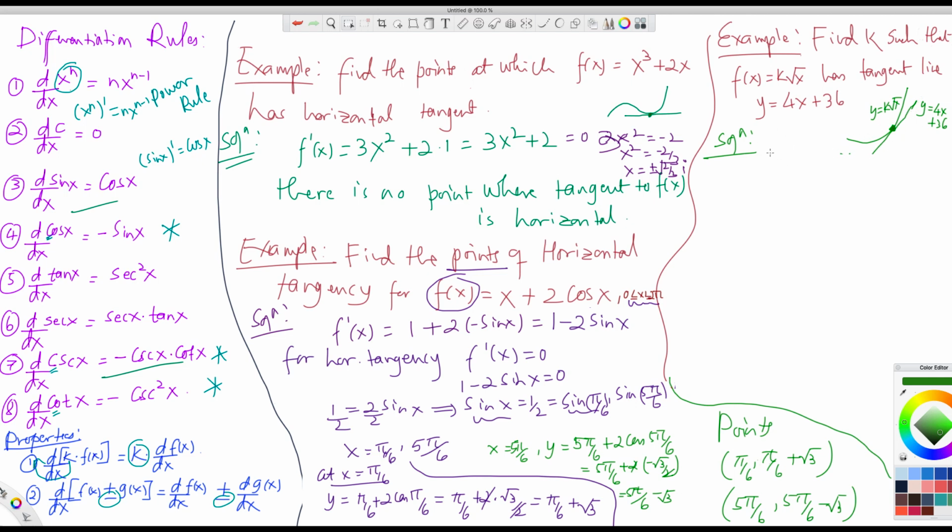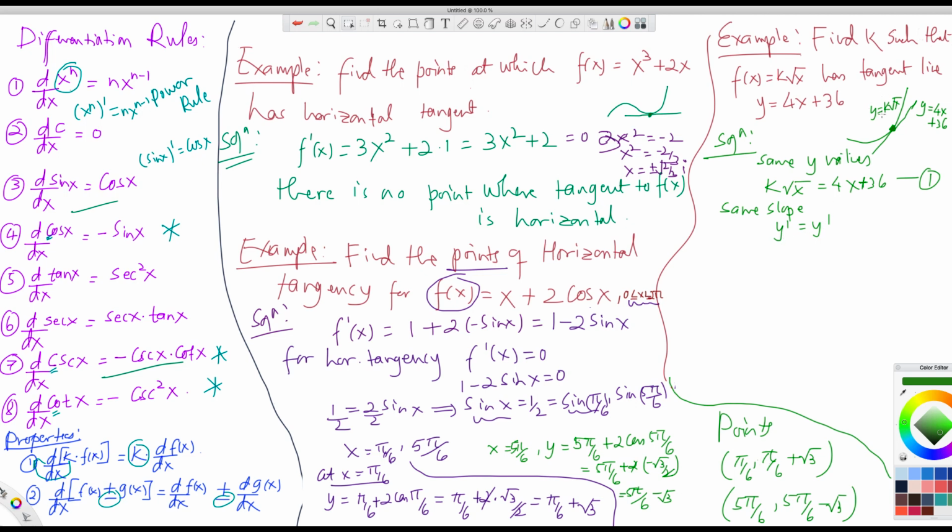So how do I do that? You can say that y must be equal to y. Same y values will imply k root x equals 4x plus 36. Let's write down, this is equation 1. And then another thing is the same slope. If you have the same slope, then y prime equals y prime, this one for the curve, this one for the line.